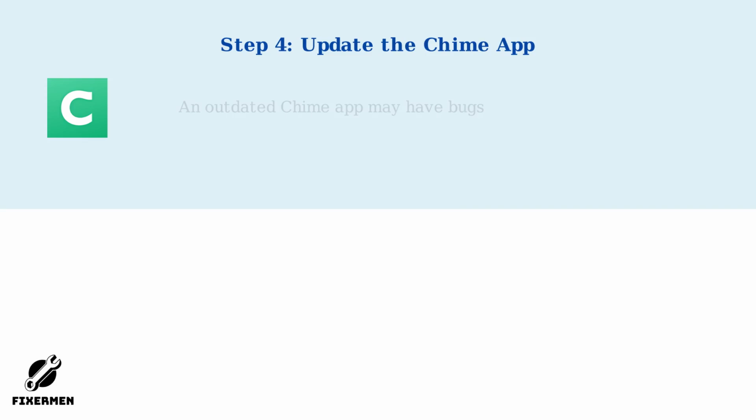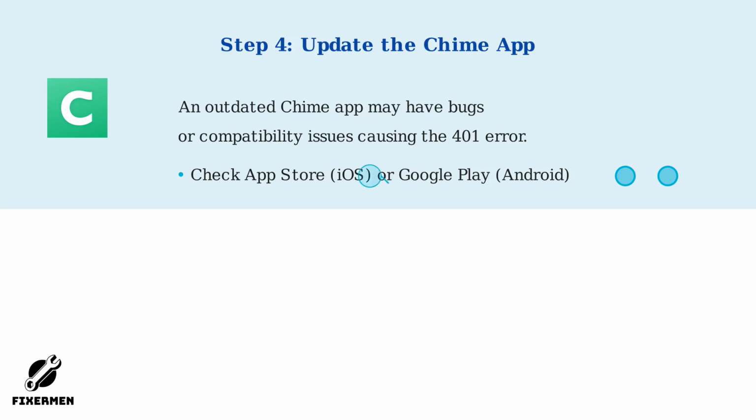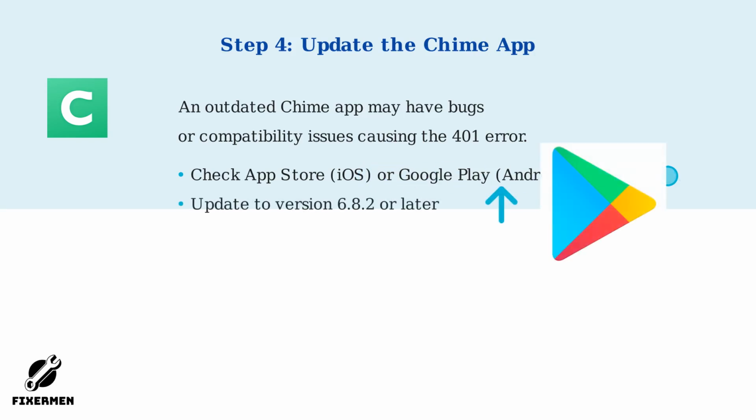Step 4 involves updating the Chime app. An outdated app may have bugs or compatibility issues that cause the 401 error. Check for updates in the App Store for iOS or Google Play Store for Android. Update to version 6.8.2 or later, which includes enhanced session management to help prevent the error. Updating ensures you have the latest fixes and security enhancements. Regular updates are crucial for smooth app operation.